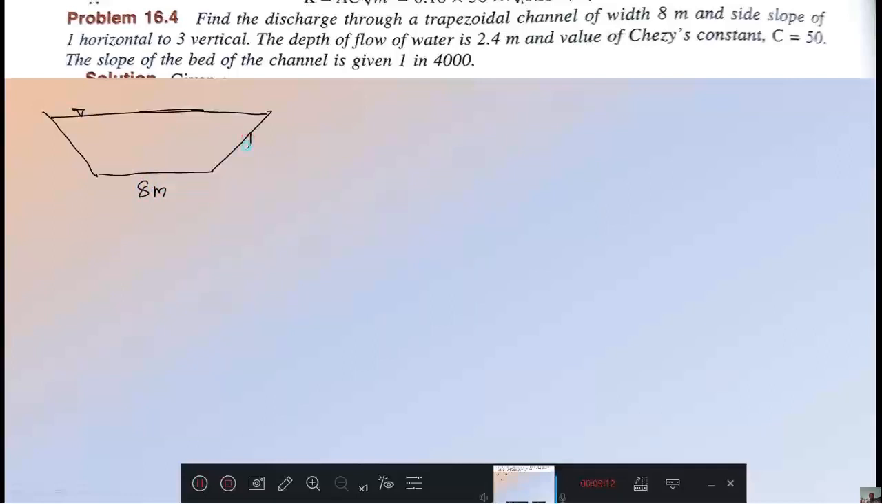This is 8 meter, and here it is said 1 horizontal, 3 vertical. Be careful here, 1 horizontal and 3 vertical they said. And the depth of flow is 2.4 meter. Depth is 2.4 meter, the value of C is equal to 50 and S is equal to 1 by 4000. What do they want? Discharge through the trapezoidal channel they want. Discharge Q is equal to A C root A by P into S. Yes, I am writing directly. Now you are talented. You already got what these mean.